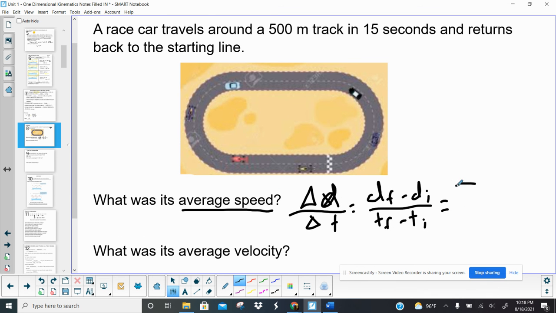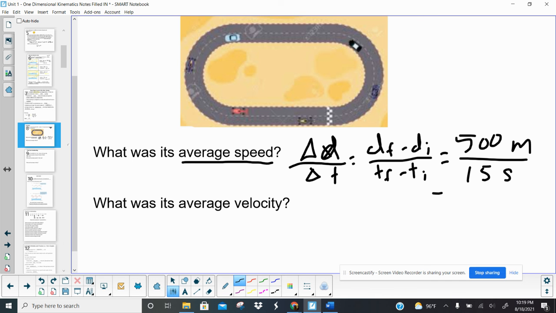Well, our distance we traveled is 500 meters because it is a 500-meter track. We did that in 15 seconds. This was a really fast car. This is going to be like traveling like a rocket. So 500 divided by 15, this is going to give me our speed.